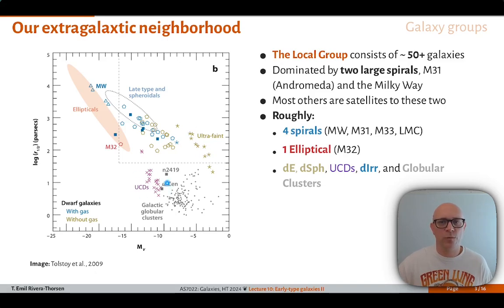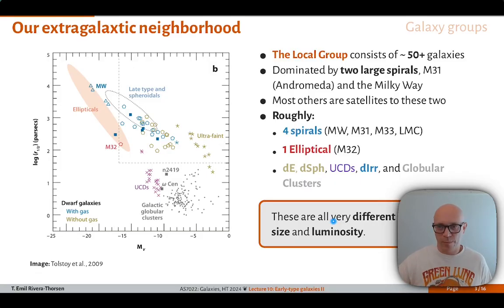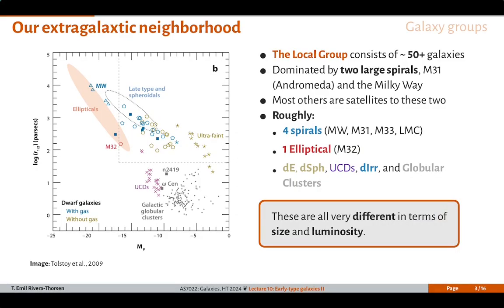The ultra compact dwarfs sit down here and are almost overlapping with the largest globular clusters in the Milky Way. The difference being that globular clusters don't have their own dark matter halo, which ultra-compact dwarf galaxies do. But one thing we can take away from this is that these are all very, very different in terms of their size and their luminosity.